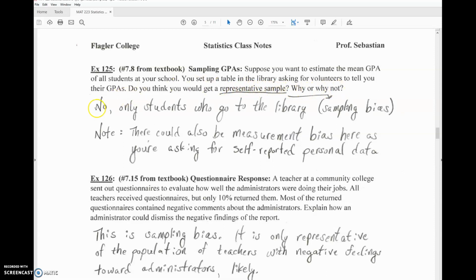So my point here is that no, only students who go to the library would be students that would be volunteering to give us their GPAs, and that's sampling bias. Not all students in the school are equally likely to have been chosen for a survey because we're only getting students who go to the library. So sampling bias, bad sample. There could also be measurement bias here as you're asking for self-reported personal data, and students may or may not want to give you the truth on what their GPA is.